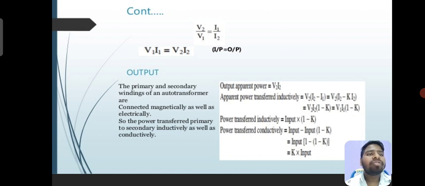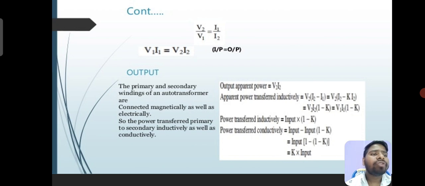V2/V1 = I1/I2. V1 I1 = V2 I2. Output: the primary and secondary windings of an auto transformer are connected magnetically as well as electrically. So the power is transferred from primary to secondary inductively as well as conductively.